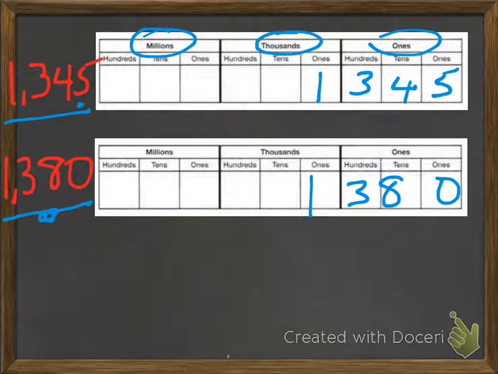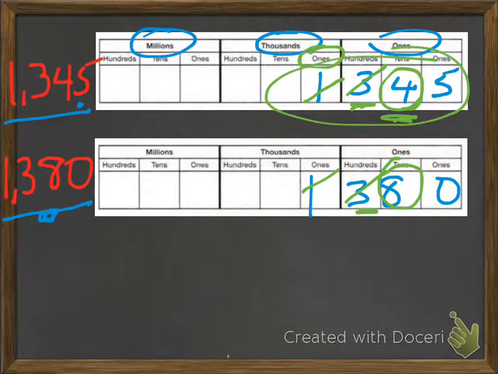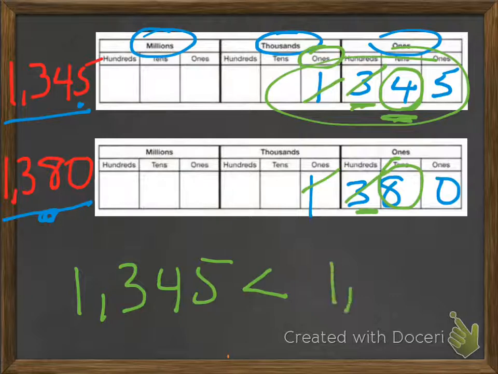So what we want to do now is compare and see which number is greater and which one's less. If we look at the thousands, they're exactly the same. We go to the hundreds place and again they're exactly the same. But once we get to the tens place, we've got a 4 here and an 8 here. Well, the 4 is less than the 8. So therefore, this number, 1,345, is less than 1,380. And this is the way we'd write it: 1,345 is less than 1,380. And that's how we compare.